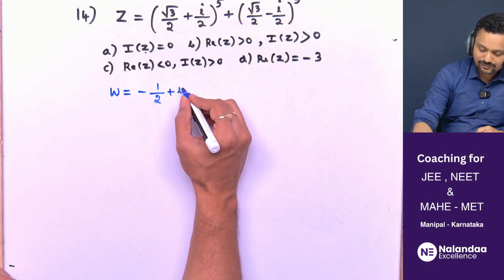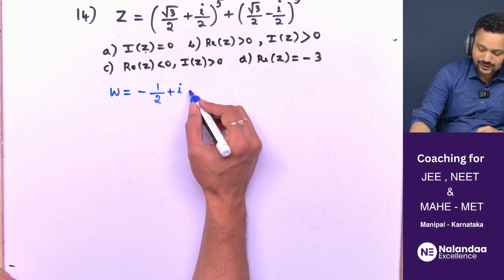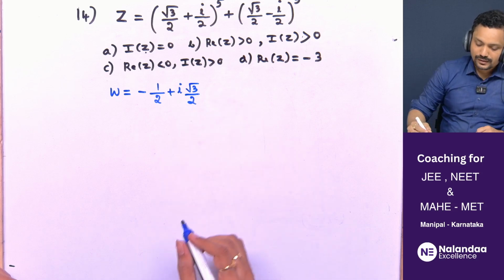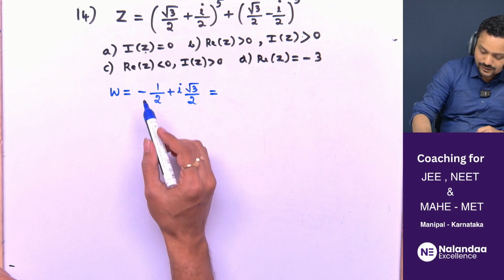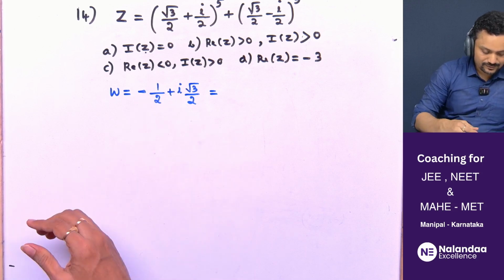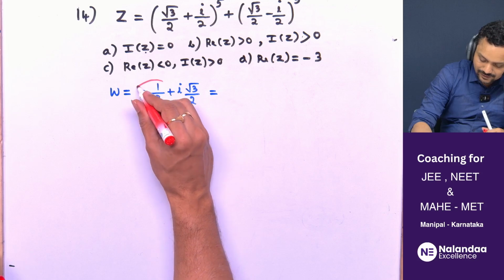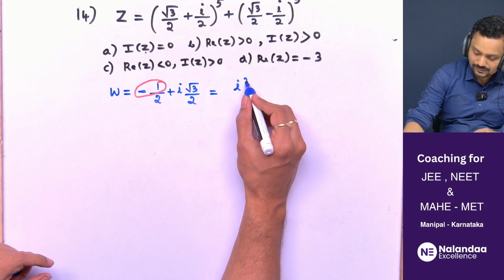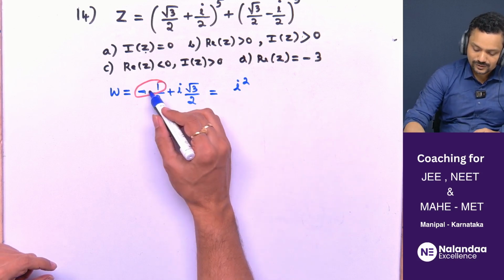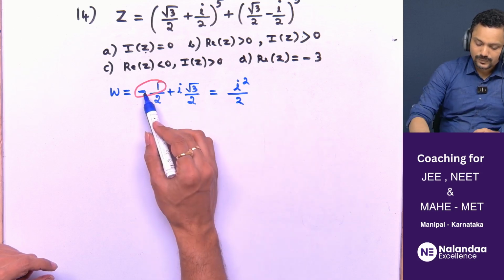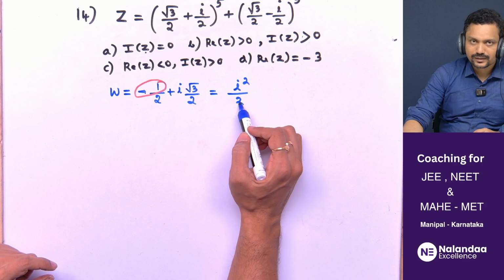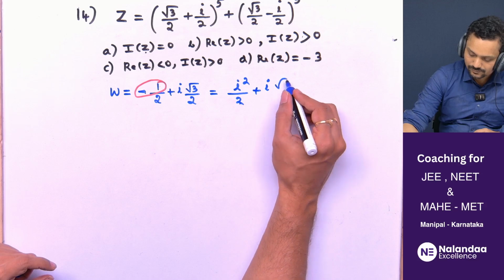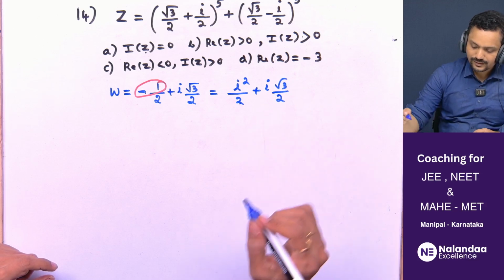We have learnt it in the last class. Omega is minus half plus i root 3 by 2. This is a very important value. Now here you can see this minus 1. This minus 1 I will write as i square, because you know i square is minus 1. So minus half can also be written as i square by 2, which is one and the same, plus i into root 3 by 2. So you can write it like this.